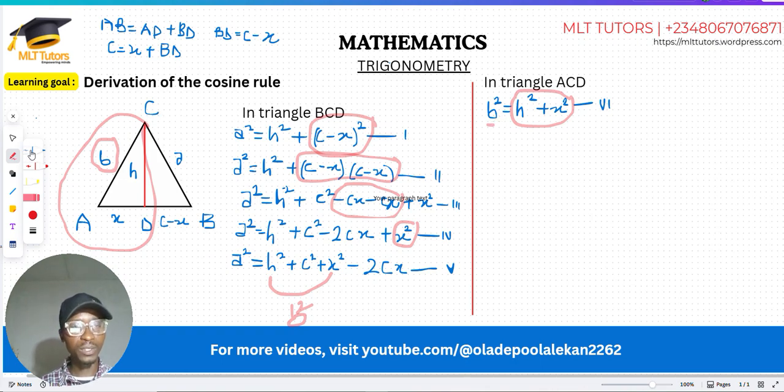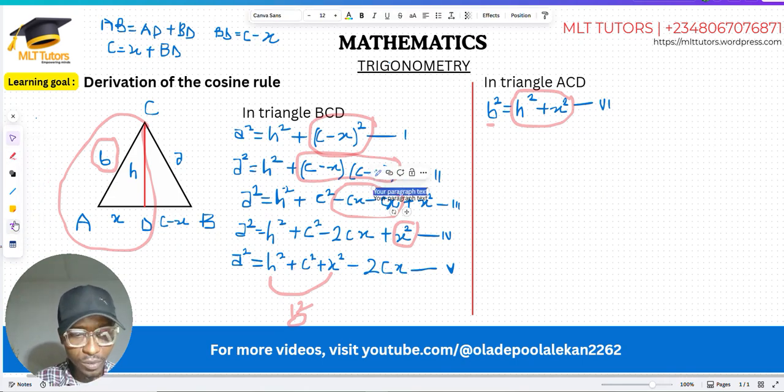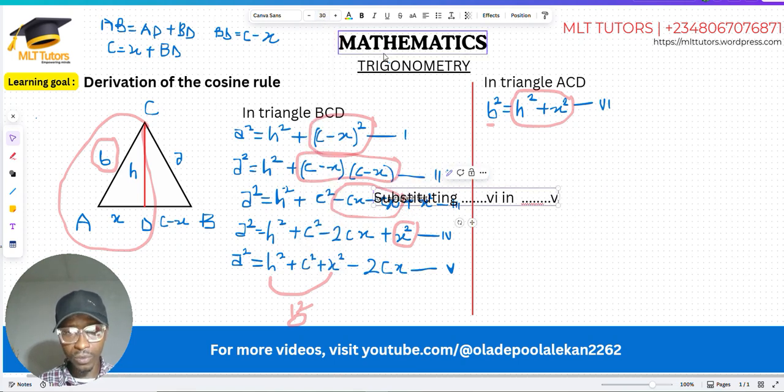Okay, so that means we need to perform a substitution now. So we say, substituting equation 6 in equation 5. Good, perfect.